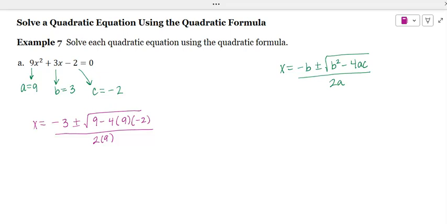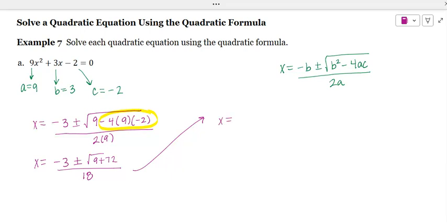All right, let's start by simplifying what's underneath the square root. This part here, minus 4 times 9 times negative 2, let's see what that is. 4 times 9 times 2, that's going to be a plus 72. So x equals negative 3 plus or minus the square root of 9 plus 72, and then the whole thing over 18.